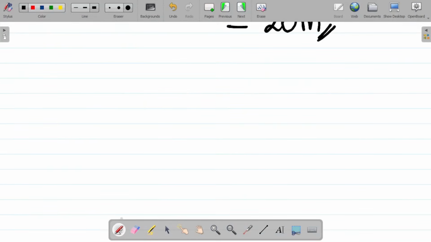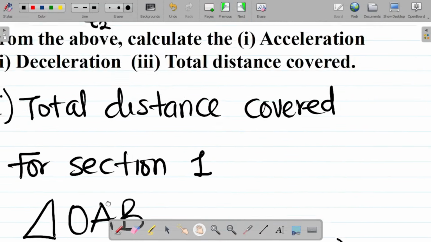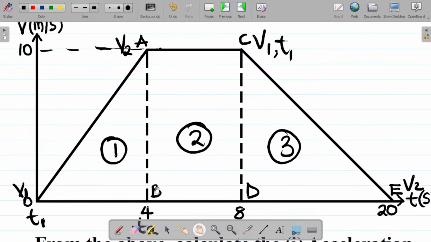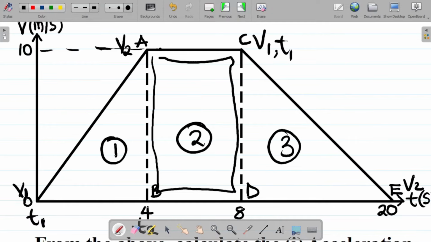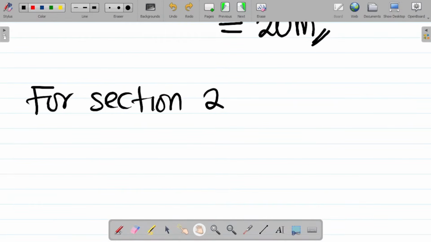Let's get section 2. What shape is section 2? Section 2 here is a rectangle. You can see this as a rectangle. The rectangle here is ABDC. All right, so for section 2, we have a rectangle there, and the rectangle is ABDCA.